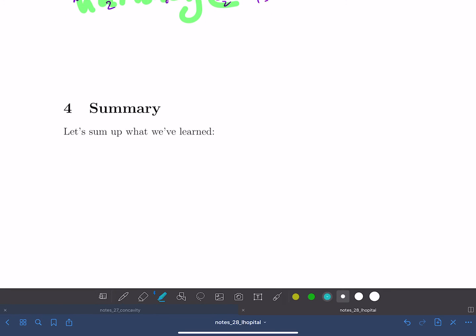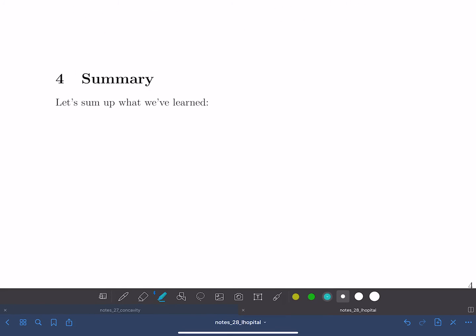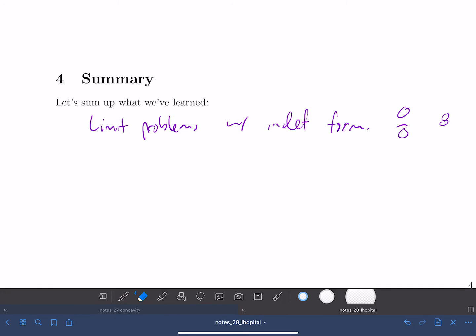All right, so let's go ahead and sum up what we learned. Limit problems. That's where this is applicable. We've checked out limit problems with indeterminate form, like 0 over 0, or infinity over infinity, right? Not 0 times infinity or others. Rewrite those.